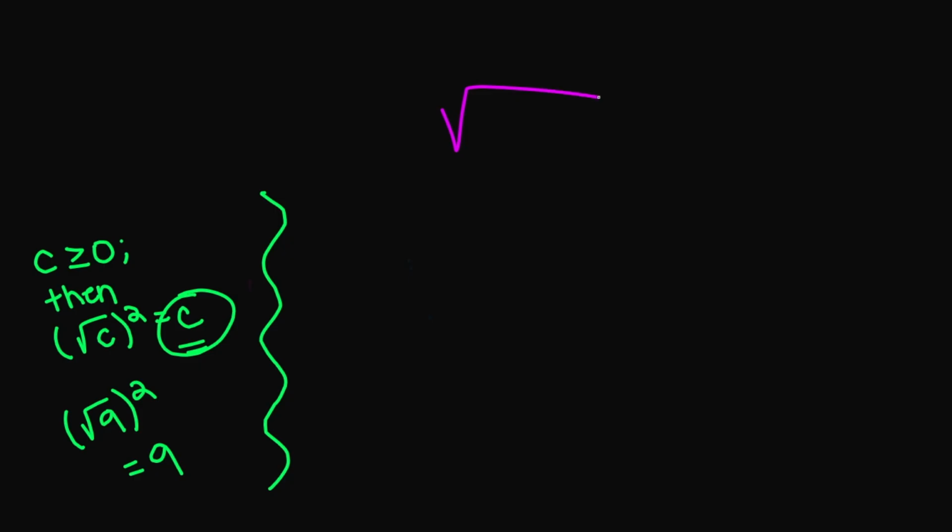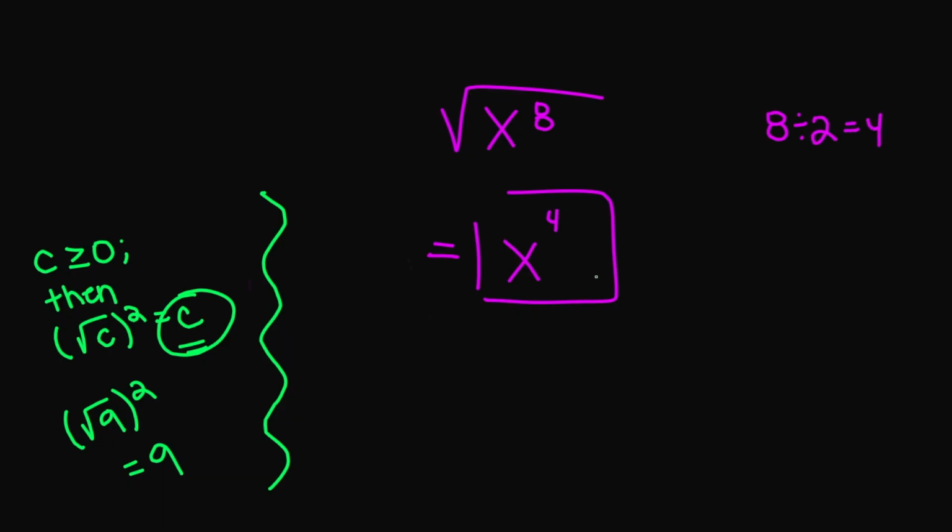What about the square root of x to the 8th power? Your final answer here is going to be x to the 4th power. Remember, if you divide 8 by 2, this is going to give you 4, which is our answer here. And also keep in mind that x to the 4th power, all raised to the 2nd power, is going to give us x to the 8th power.